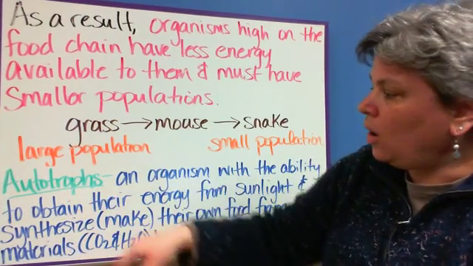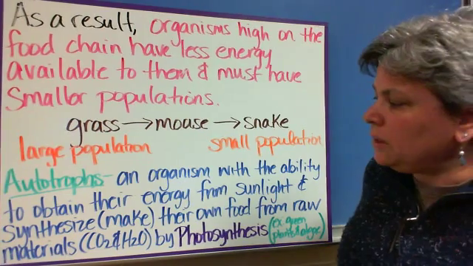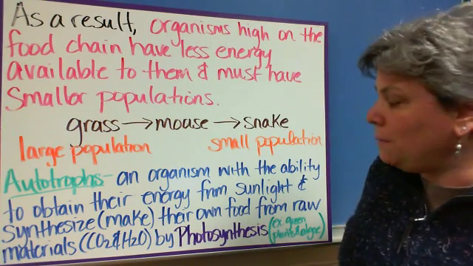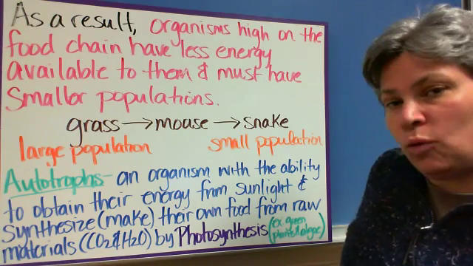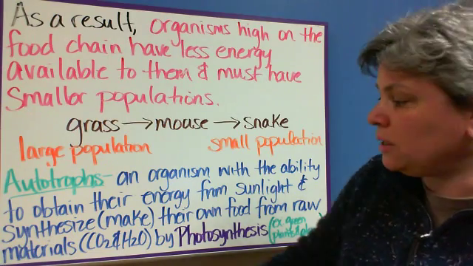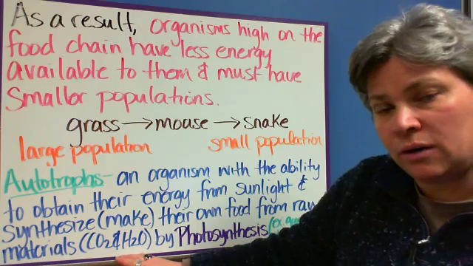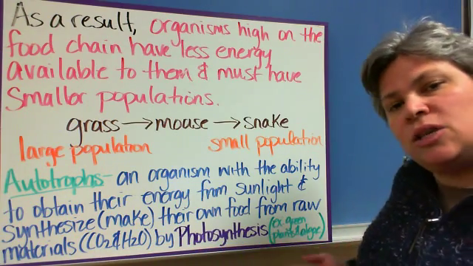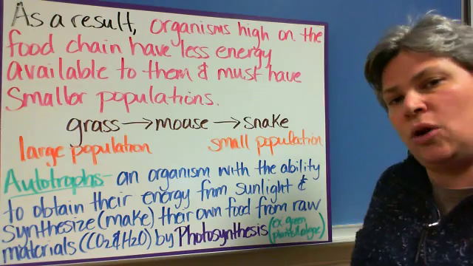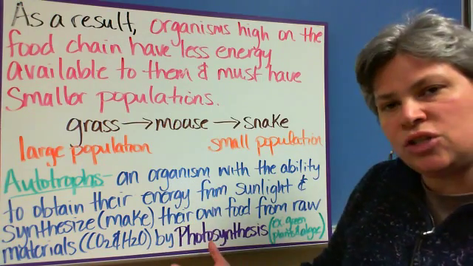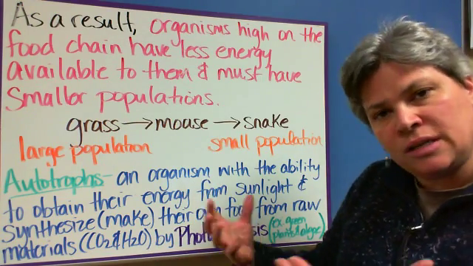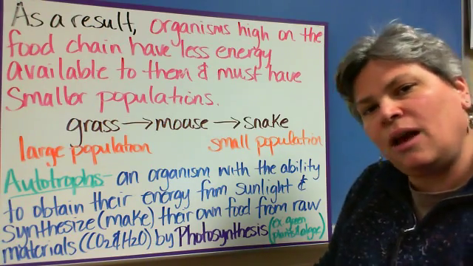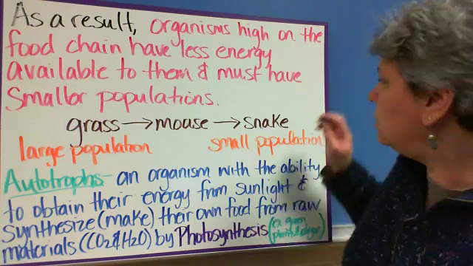Autotrophs. An autotroph is an organism with the ability to obtain their energy from sunlight and synthesize or make their own food from raw materials. Those raw materials being carbon dioxide and water. Now we know that that process is called photosynthesis, and that it's the green plants and algae that actually undergo that process. So they're going to start this whole thing off. They're going to take that energy from the sun, and they're going to convert it into something that everything else is able to use.